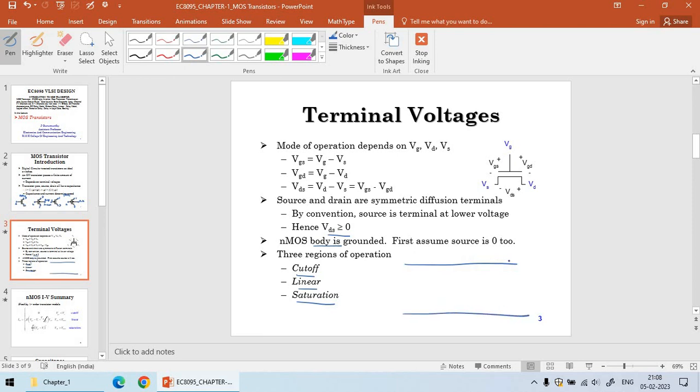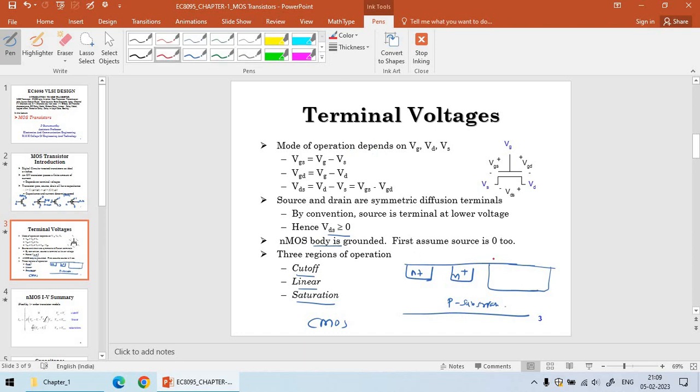What is CMOS? CMOS comprises both PMOS and NMOS. This is the base material called substrate. I am going to take a P substrate. This is N plus diffusion, this is also N plus diffusion. The IC chip will contain both PMOS and NMOS.